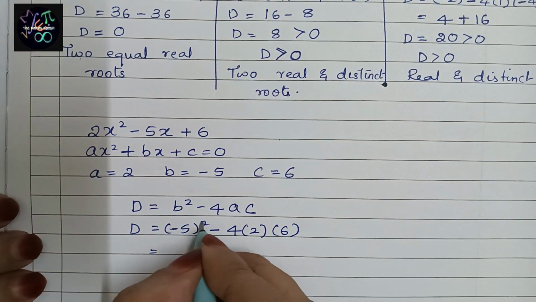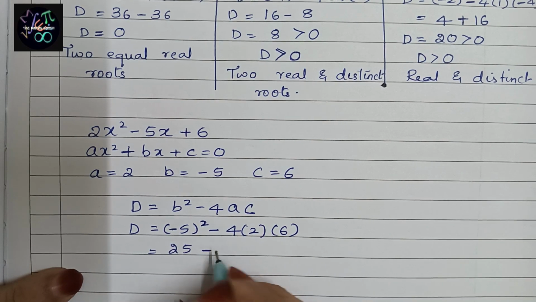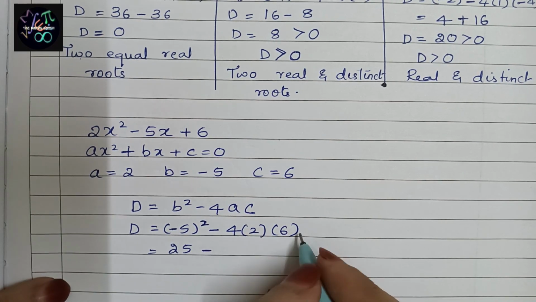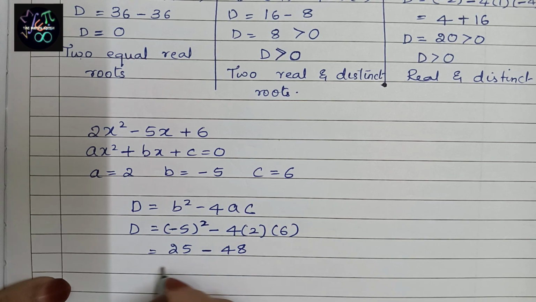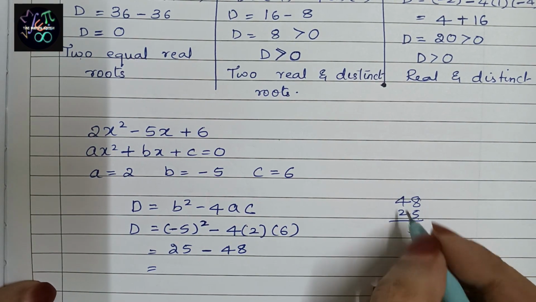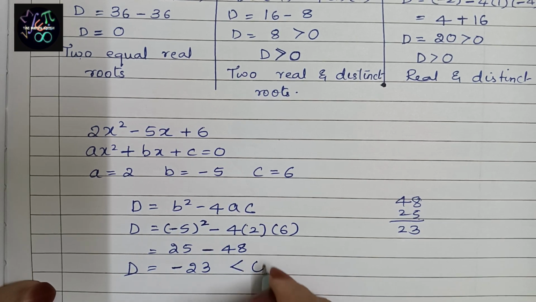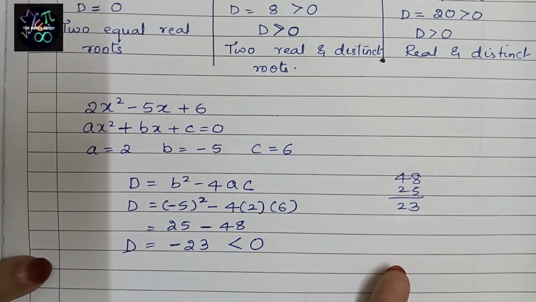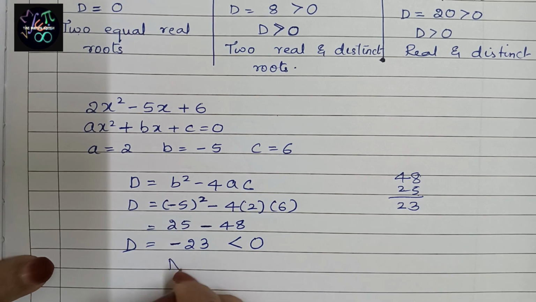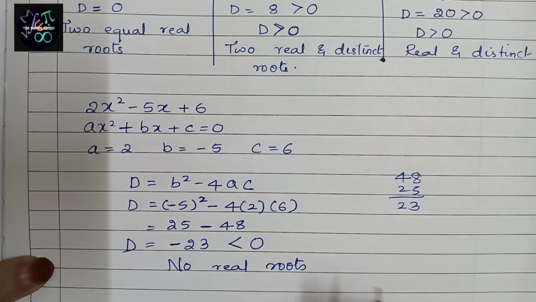Minus sign and square, so minus into minus is plus. So 5 square is 25 minus 4 2s are 8, 8 6s are 48. Now we should do the subtraction. 48 minus 25 is 23, but the bigger number's sign is minus, so it is a negative number. D, what we got is negative, minus 23, which is less than 0. When we get negative numbers, they are less than 0 and the nature is no real roots. Sometimes we can call them imaginary roots.